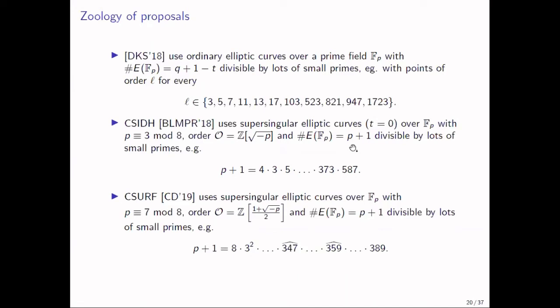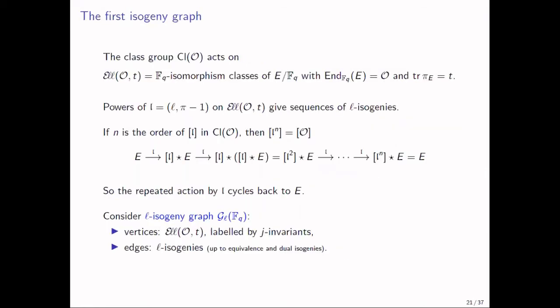You have the advantage that the number of points on a supersingular elliptic curve is just p plus 1, and it's easy to find primes such that p plus 1 is divisible by lots of small primes. Okay, so it can be done. You can find setups where all the isogenies you ever need to compute correspond to just finding small rational torsion points. Okay, and so this leads us to the first isogeny graph.